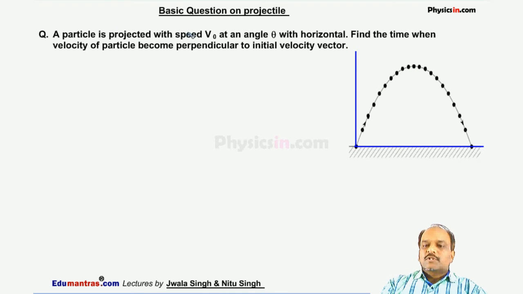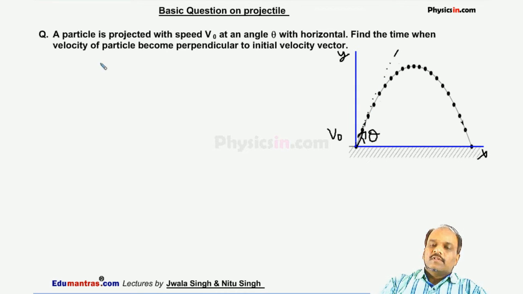A particle is projected with speed V0 at an angle theta with the horizontal. Find the time when the velocity of the particle becomes perpendicular to initial velocity. Let this be our x-axis, this be our y-axis. The initial velocity is along this line.